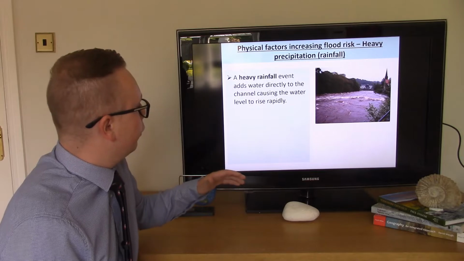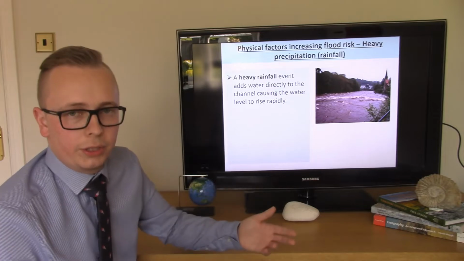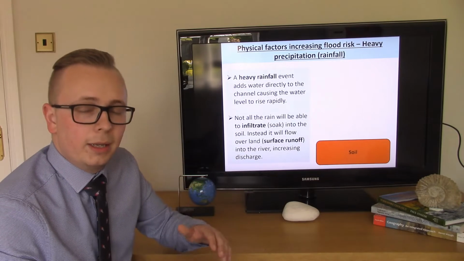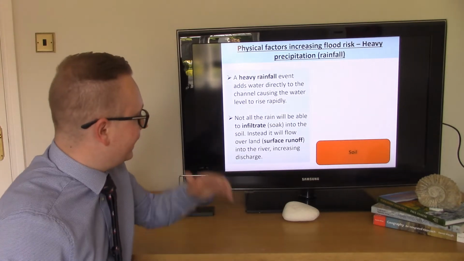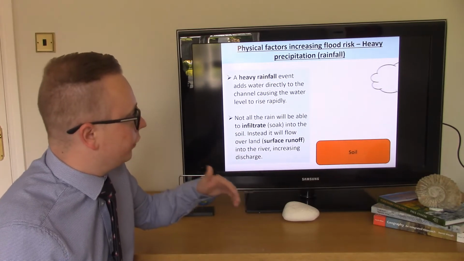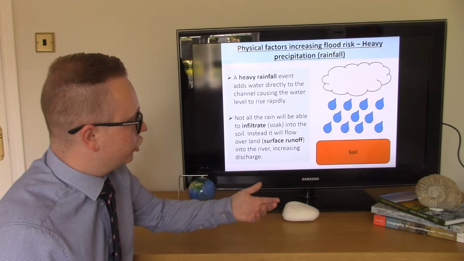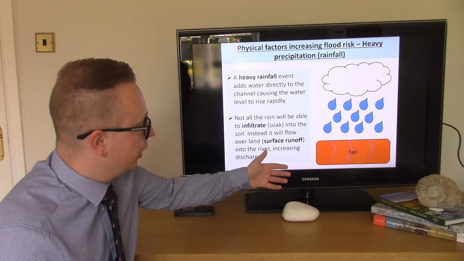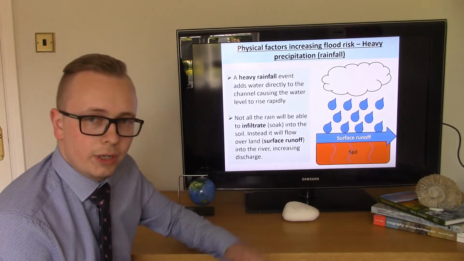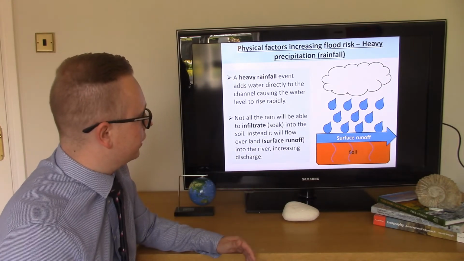So a heavy rainfall event will directly put water into the river channel, increasing the volume, therefore increasing the chance of flooding. But it also does something else, because when the rain is falling on the land, because that rainfall is coming down so fast, it cannot infiltrate or soak into the soil layer, and instead it flows over the land as surface runoff that reaches the river and then increases the river discharge. So here we've got some of the water infiltrating into the soil, but a lot of it will not, because it's so heavy, and so the water flows over the land, surface runoff gets into the river, increases the discharge, increases the risk of flooding. There's a repeated theme as we look through these factors.